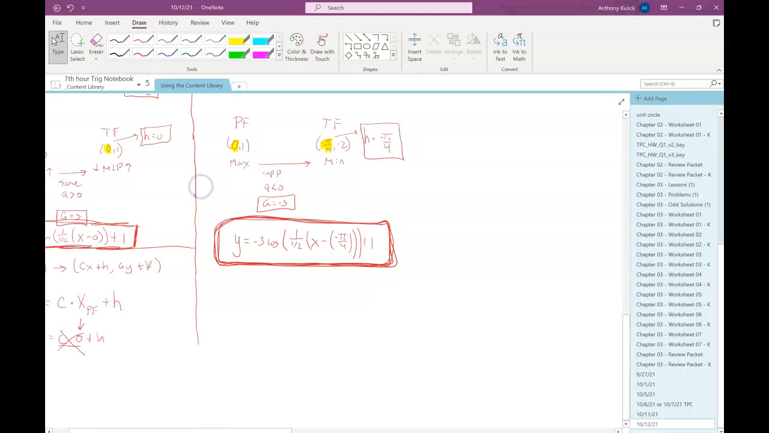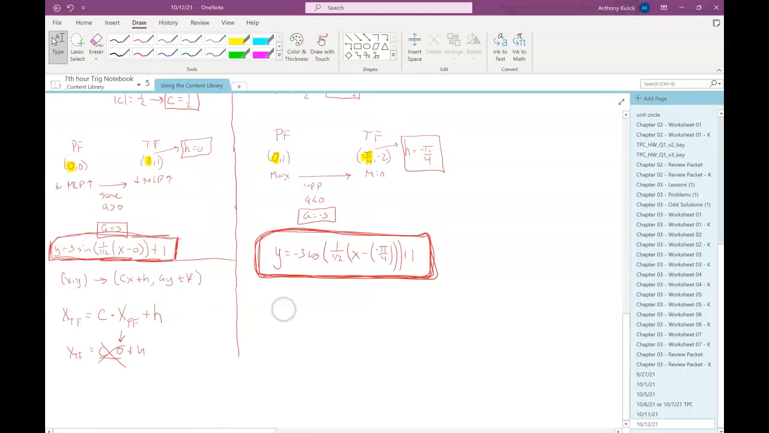So just notice when comparing these, the k's are the same. My c's are the same. My a's could be opposite. They don't have to be, but they could be. But my h's are almost always going to be different. In fact, my h's will always be different.